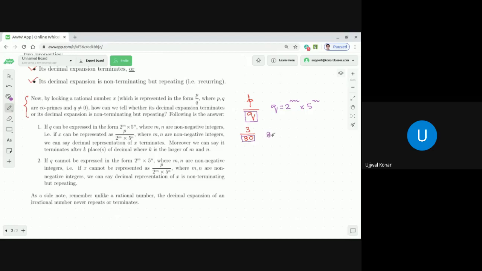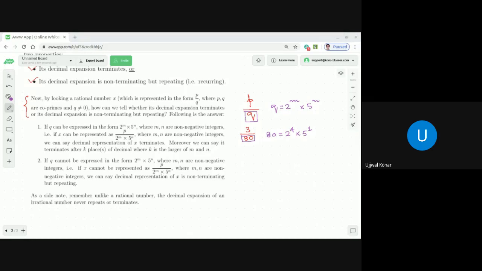So what we see, dear students, is that 80 is equal to 2 to the power 4 into 5 to the power 1. Correct or not? As we are able to express 80 in terms of 2 to the power m into 5 to the power n, that is, here m is equal to 4 and n is equal to 1, we can say yes, its decimal expansion terminates. And not only that, we can tell at what decimal point it will terminate. It terminates after 4 decimal places. Without making a long division, we can say this.